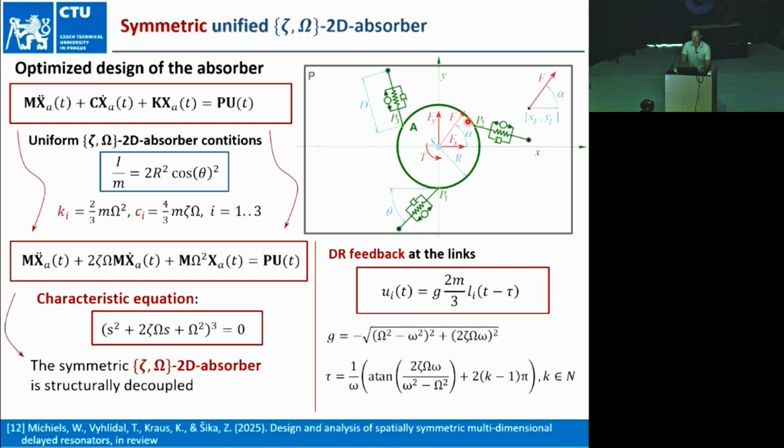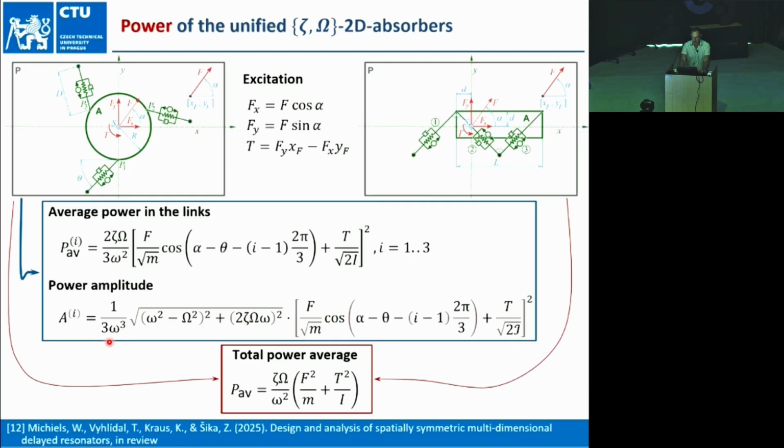Now we assume that we have the absorber of this shape and 3 connecting links, and we have a sort of symmetry. And we can again take it to this unifrequency form and damping form, unifrequency and unidamping form. And what we did next, we looked also at the energies which are needed for the vibration suppression.